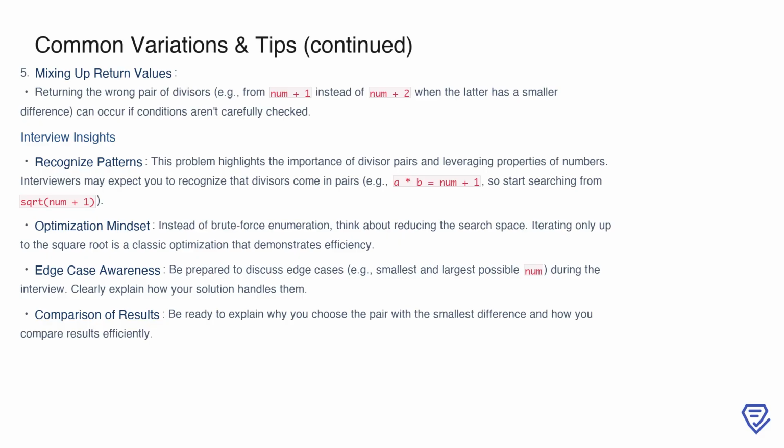Now, let's talk about some insights that are particularly relevant for interviews. Recognizing patterns is key. This problem revolves around the concept of divisor pairs, so understanding that divisors come in pairs, such as a*b equals number + 1, is crucial. Interviewers often look for candidates who can identify this and use it to optimize their approach.